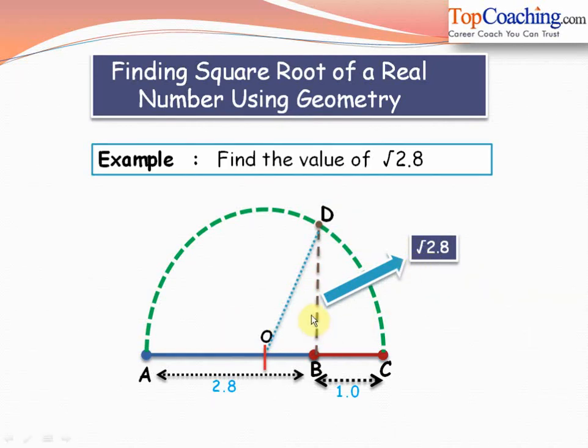Now, we have seen the procedure. But what's exactly the logic behind this? Why is the value of BD always the value which we want? There's a very simple logic behind this, and let's try to understand it.